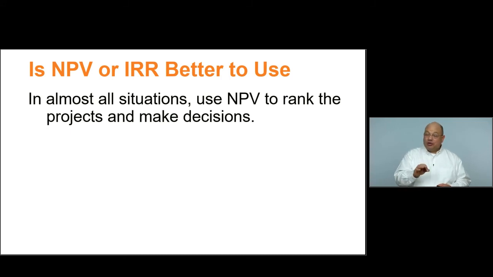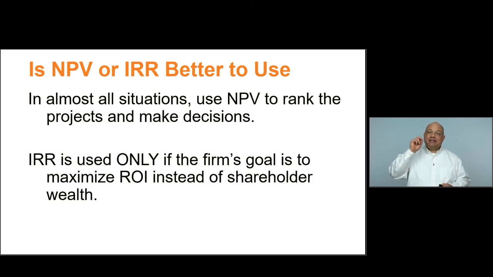The one situation in which we use internal rate of return is if our goal is to maximize the return on investment rather than trying to maximize shareholder wealth. So if we have a specific directive that what we need to be doing is maximizing the return on investment for the company, then we use internal rate of return. But in every other situation, net present value is what we're going to use to rank and make decisions because we're trying to maximize the shareholders' wealth, the owners' wealth. And that comes from maximizing the dollar return rather than trying to maximize the rate of return.